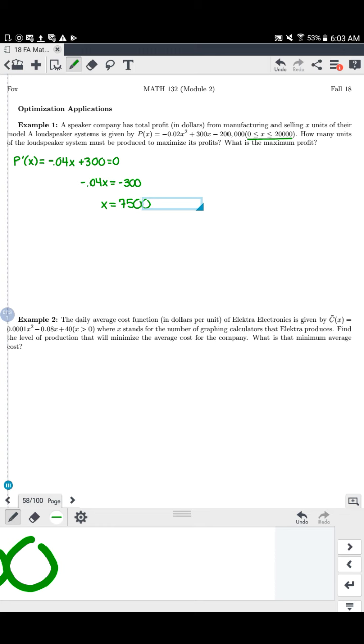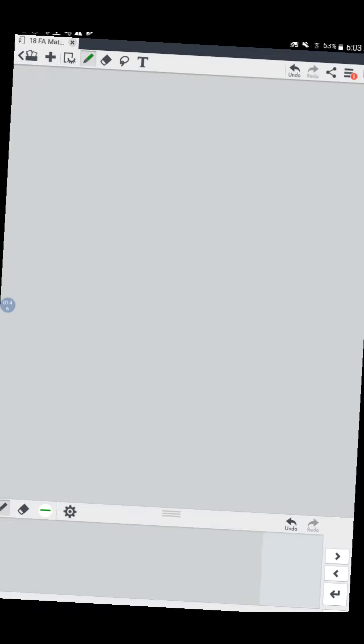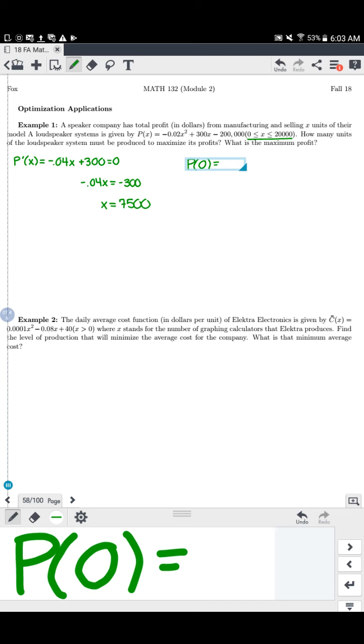There's my critical number. That's the relative max or relative min, and I'll be able to figure out if it's the absolute max or min by comparing it to these real life parameters, because most companies can't just produce 50,000 things just because it's what's best for their profit. So we want to keep that in mind here.